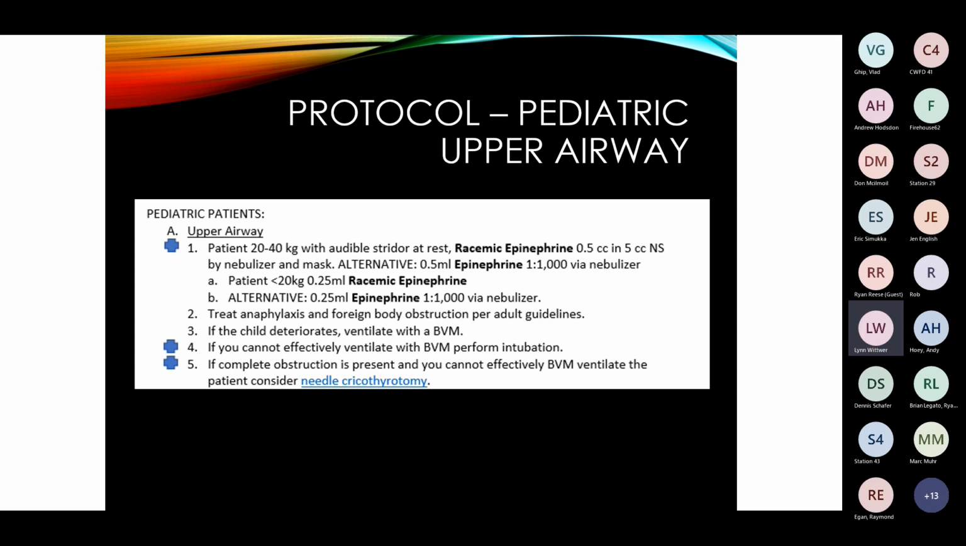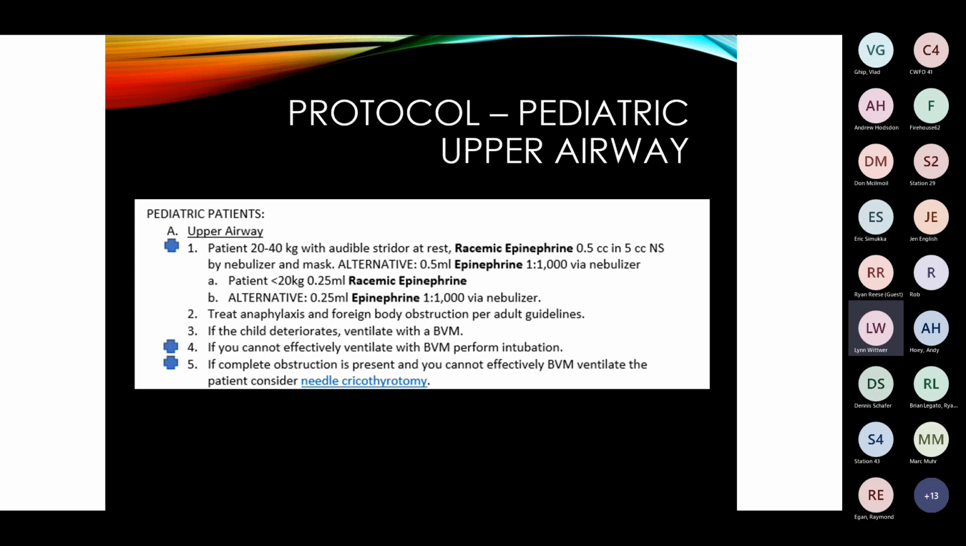So your protocol for dealing with pediatric patients with upper airway issues: if they have audible stridor at rest, if you're thinking croup. Now remember, it's at rest, not when disturbed. A patient who's between 20 and 40 kilograms, you use racemic epinephrine, 0.5 cc's, by a nebulizer and a mask.